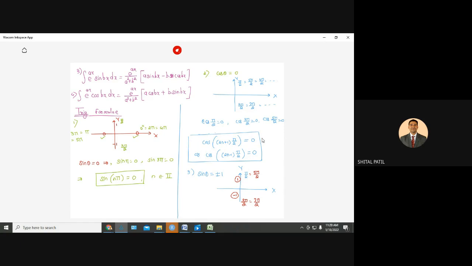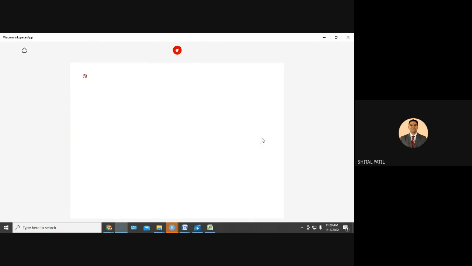Can I change the page? Yes, sir. So the page is to be changed. Sine of pi by 2 equal to 1. Sine of 3 pi by 2 equal to minus 1. Okay, then sine of 5 pi by 2 equal to 1. Sine of 7 pi by 2 equal to minus 1. And so on. So, say I want to write sine of (2n plus 1) pi by 2. What should be written here?